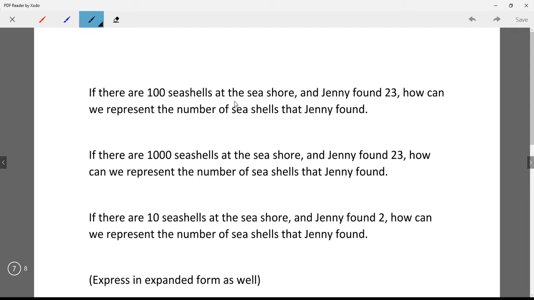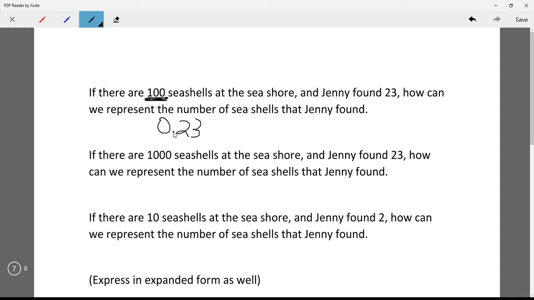If there are 100 seashells at the seashore and Jenny found 23, how can we represent the number of seashells that Jenny found? So what this means is that the 100 is basically representative of the whole. So really, if there's 100 and then Jenny found 23, that just means that Jenny found 23 hundredths of the whole. So the way to represent this would just be to do 23 hundredths, right?